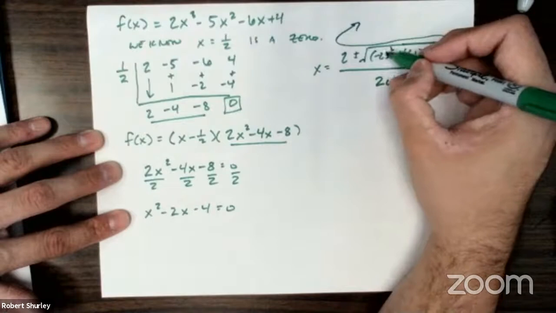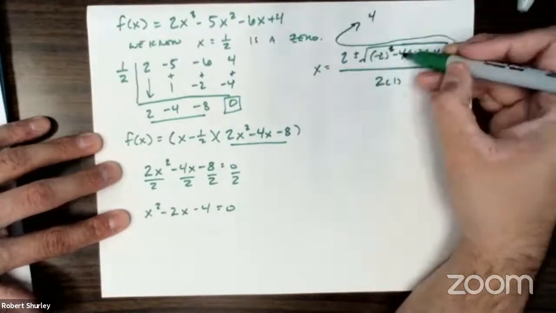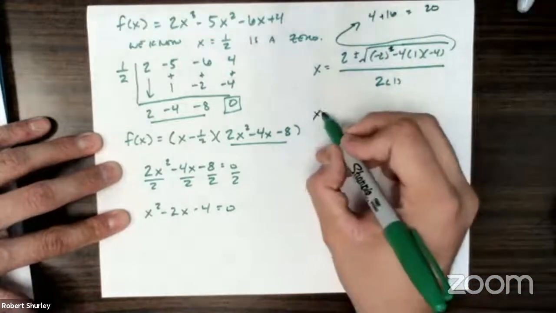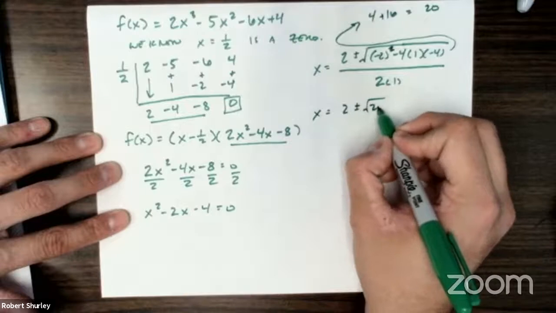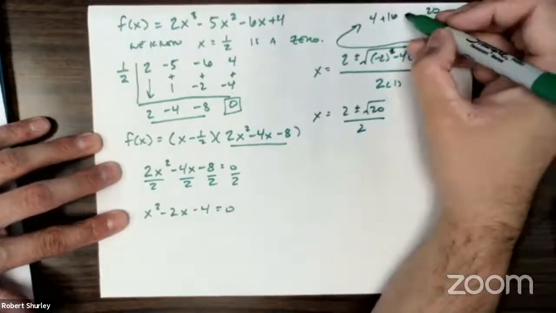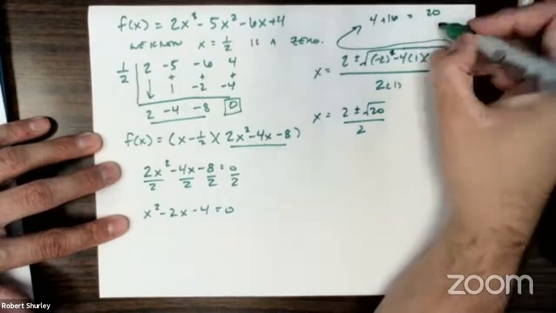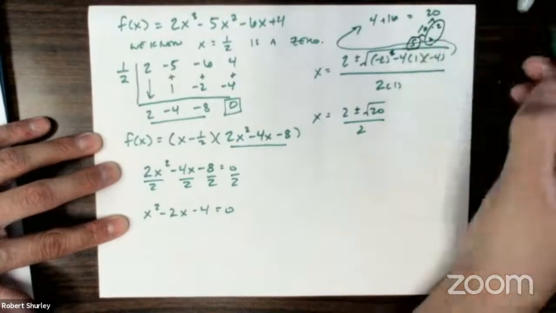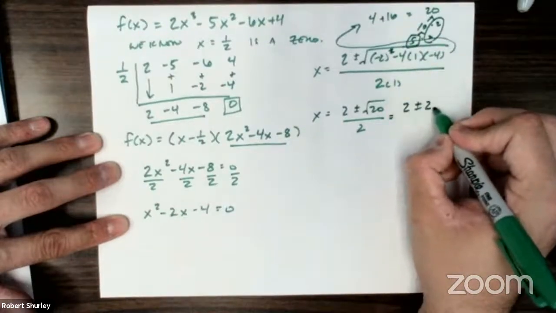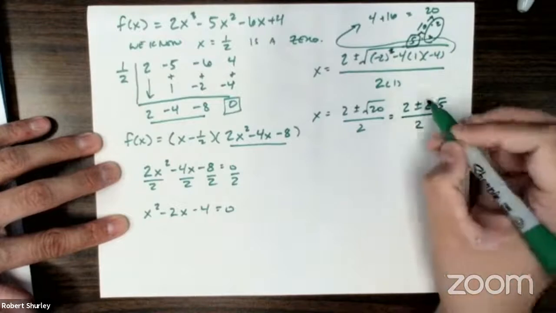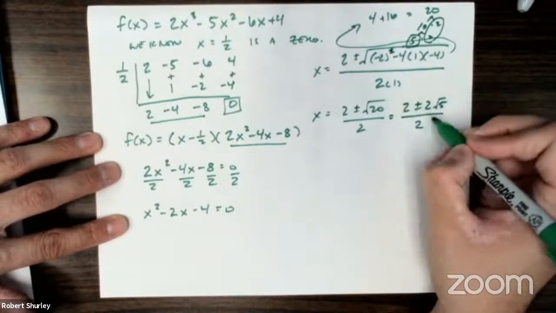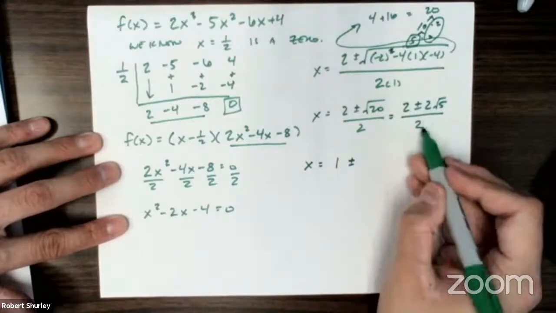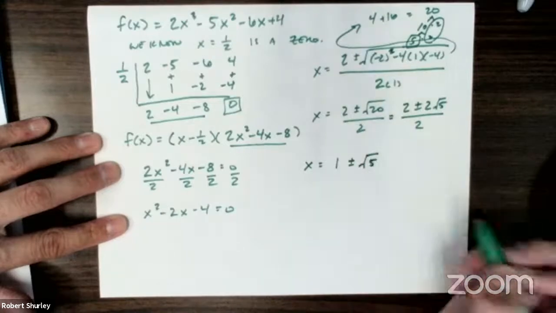Remember, I like finding out what's underneath the radical first, so I'm going to do that up here. -2 squared is a +4. -4 times 1 times -4, that's a +16. So we wind up with 20 underneath the radical, all over 2. The 20 can be broken down into what? 10 times 2, 5 times 2. So I could take a 2 out. I got a 5 left over. And notice all these 3 are divisible by 2. So you wind up with 2 divided by 2 is 1, plus or minus 2 divided by 2 is 1, so square root of 5.